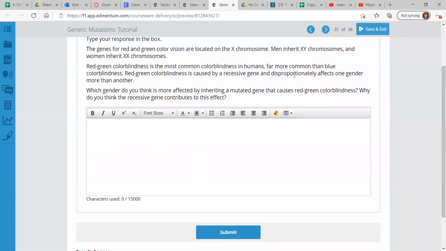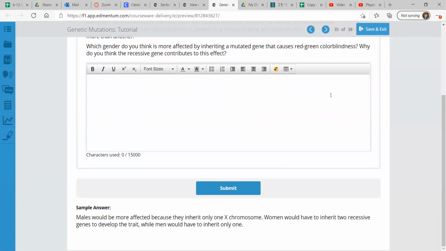The genes for red and green color vision are located on the X chromosome. Men inherit XY chromosomes, and women inherit XX chromosomes. Red-green color blindness is the most common color blindness in humans, far more common than blue color blindness. It is caused by a recessive gene and disproportionately affects one gender more than another. Which gender do you think is more affected, and why do you think the recessive gene contributes to this effect? Males would be more affected because they inherit only one X chromosome. Women would have to inherit two recessive genes to develop the trait, while men would only have to inherit one.